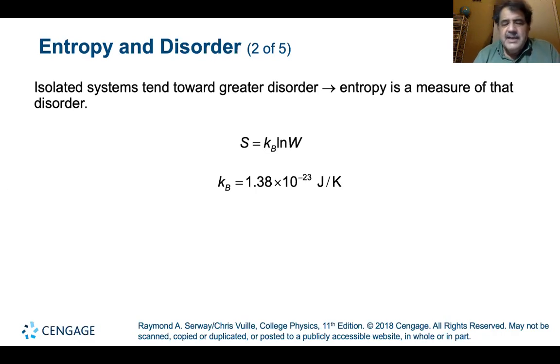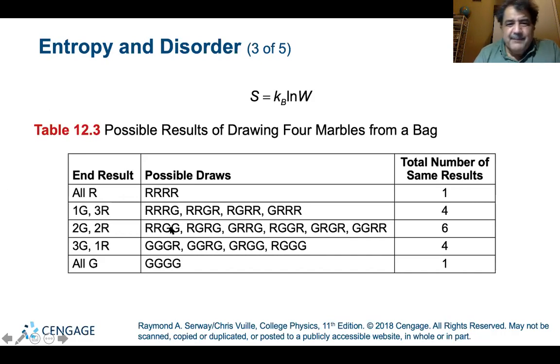So S equals KB natural logarithm of W, where W is a number proportional to the probability that the system has a particular configuration. Here's an example. You have 50 red marbles and 50 green marbles in a bag. The likelihood that you would draw four in a row of one color is very unlikely. The likelihood that you would get 2 green and 2 red in any order, that's the most probable.